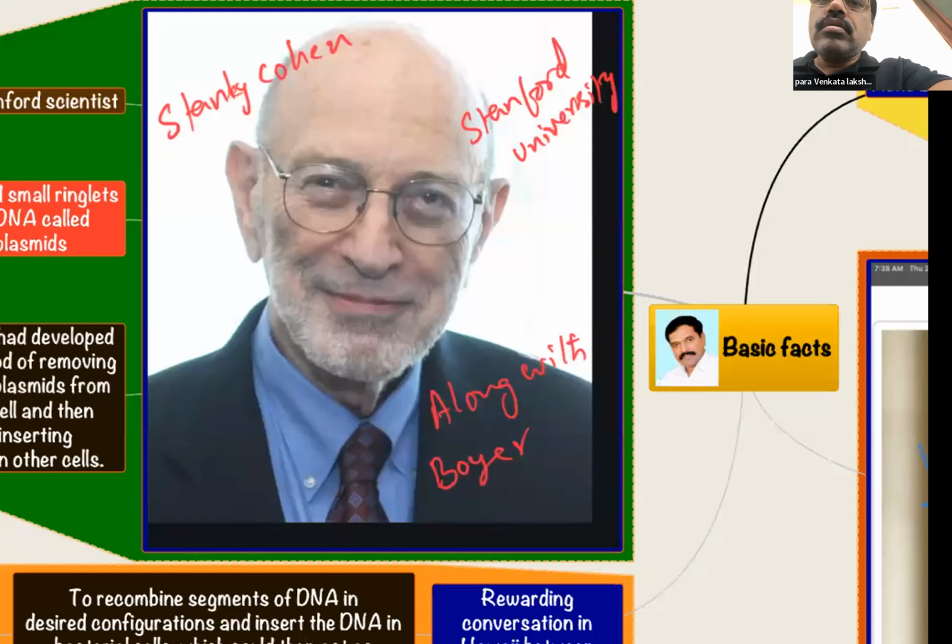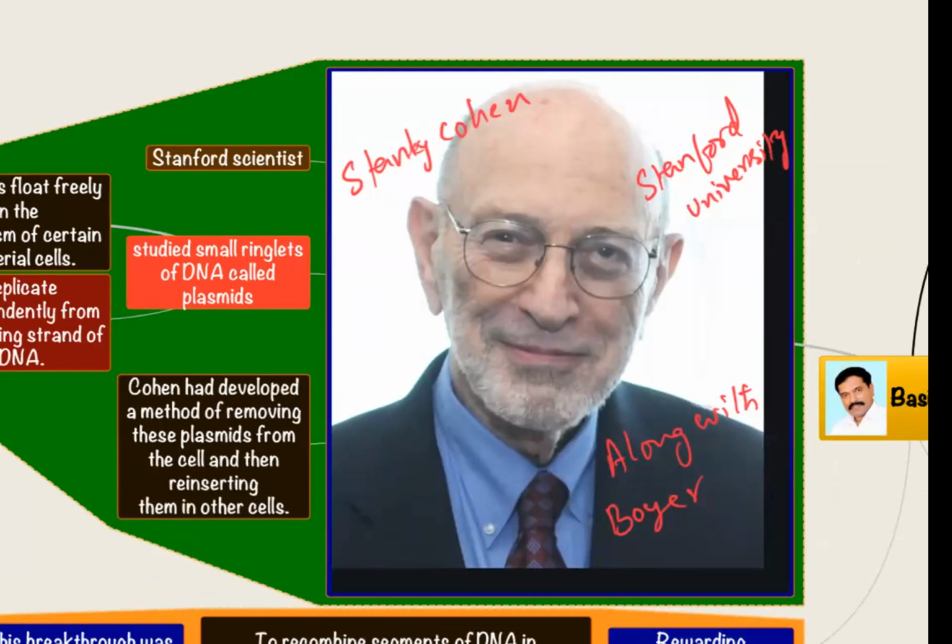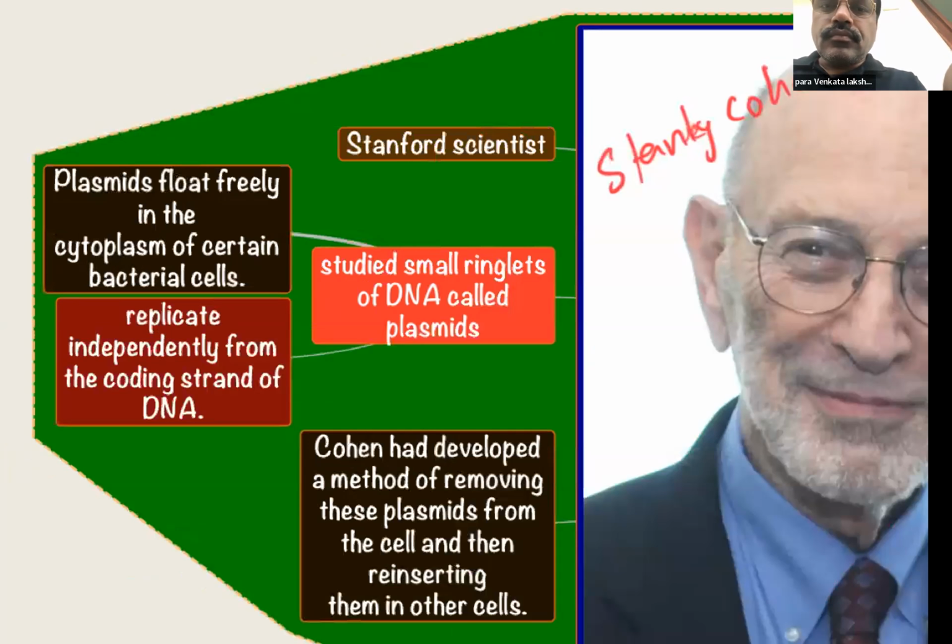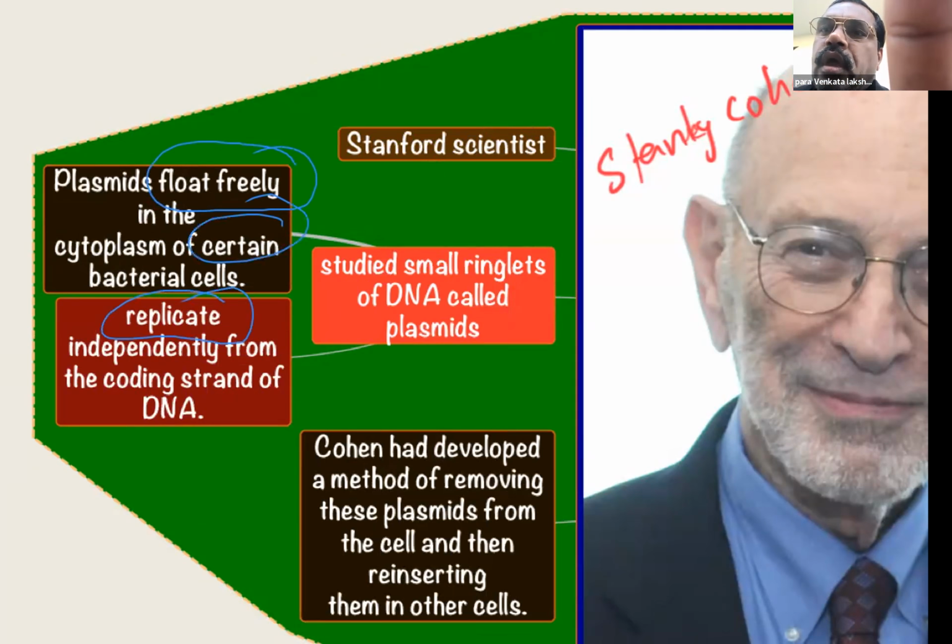See here. So they can replicate. That is the important point. They are floating freely. Certain, these are the keywords. They are ringlets of DNA. What are ringlets of DNA? Ringlets means small circular DNA molecules. Double stranded or single stranded? Double stranded. Here, the DNA is double stranded DNA.